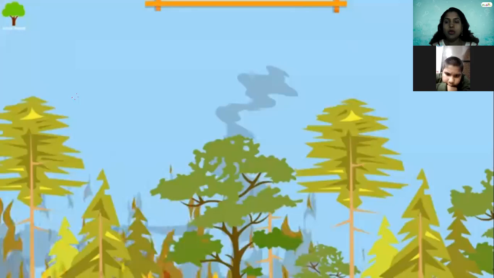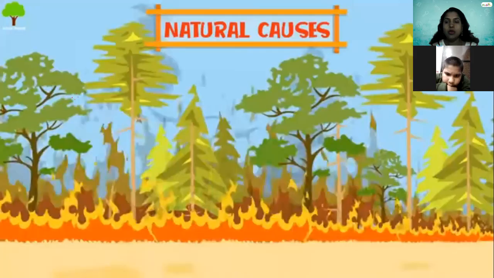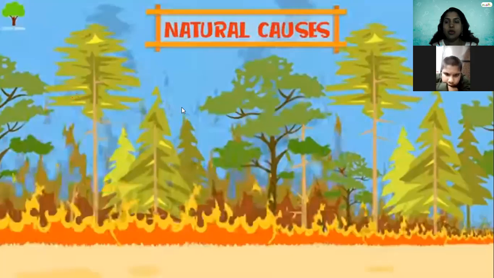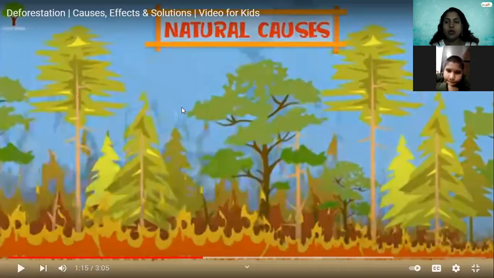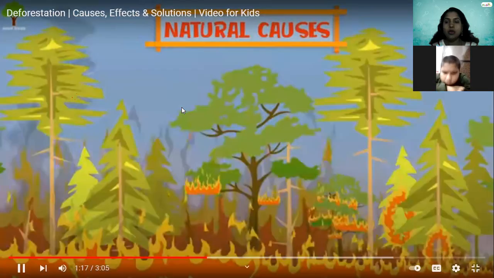Natural causes. Deforestation also occurs due to natural causes like forest fires. This is known as forest fires. Then another reason is forest fire. Deforestation is happening because of forest fires. Flood, climate change, and drought.